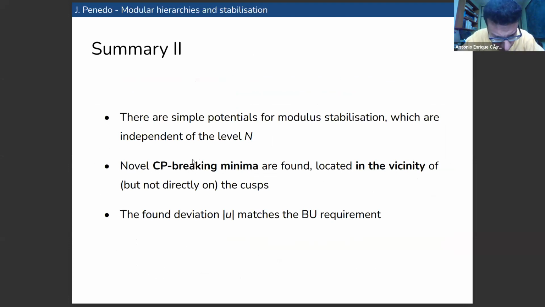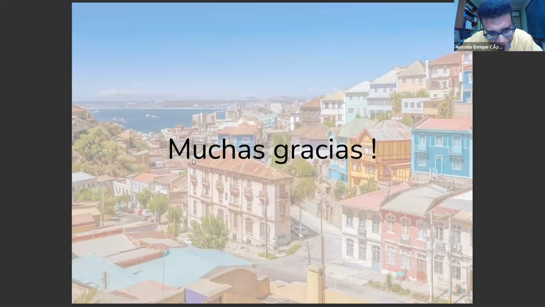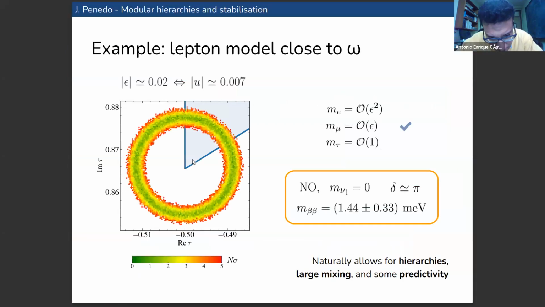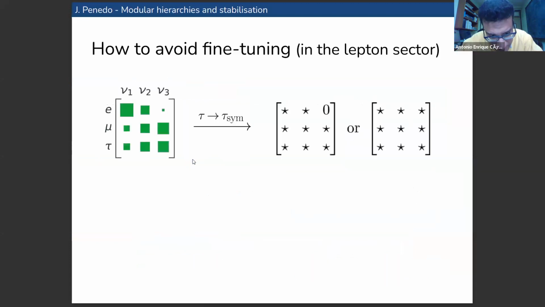I had the last question, Joao. In your model, have you also considered the possibility of having a trimaximal texture in the neutrino sector? Sure. So in my model, what do you mean by texture in the neutrino sector? You mean this trimaximal texture?